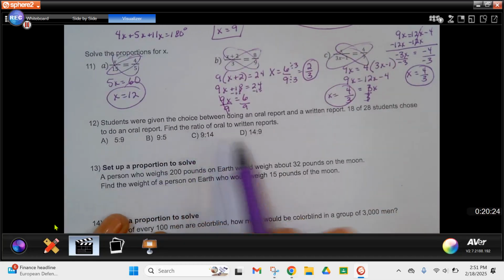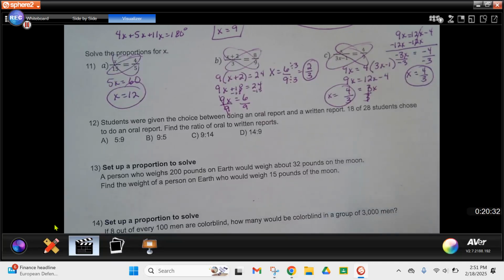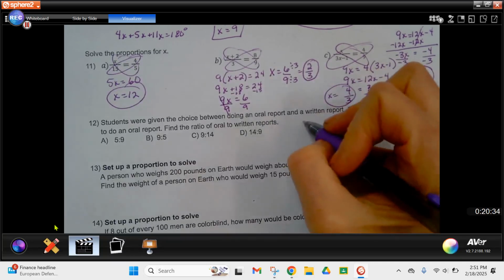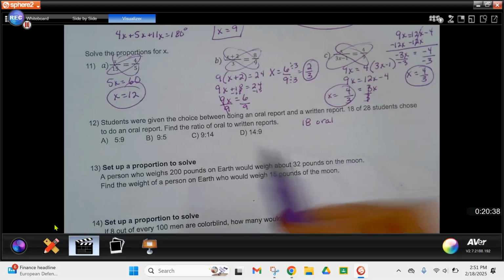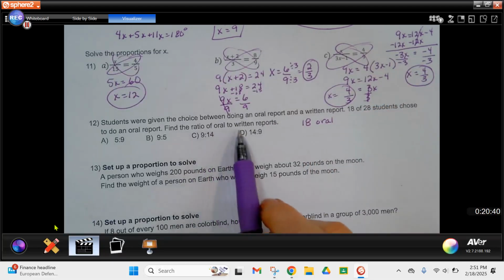Alrighty, number 12. Students were given the choice between doing an oral report and a written report. All right, so there's 2 choices, oral or written. 18 of the 28 students chose to do an oral report, so 18 did an oral report. Find the ratio of oral to written.